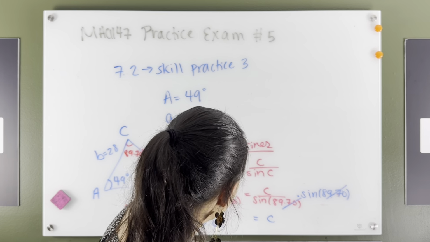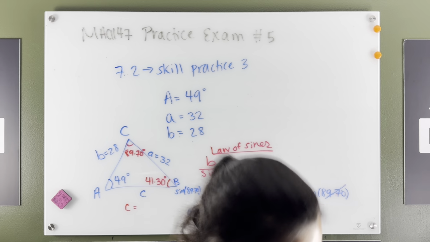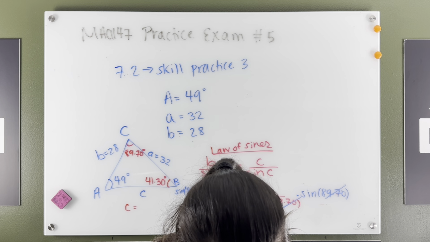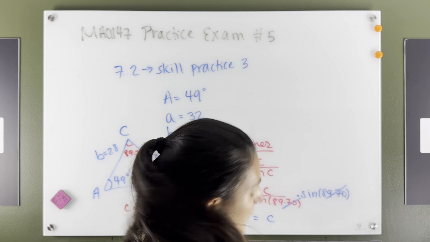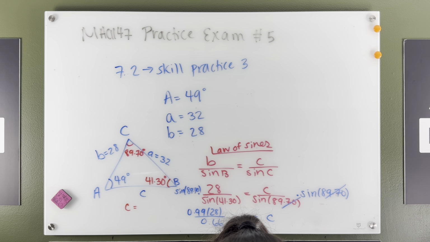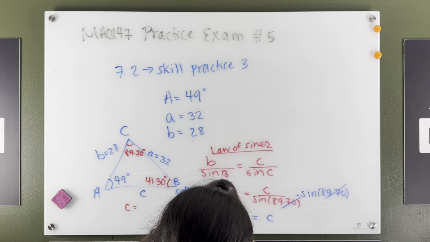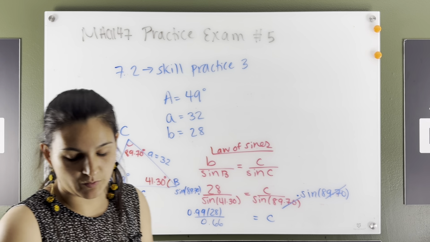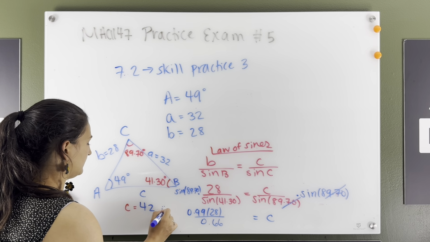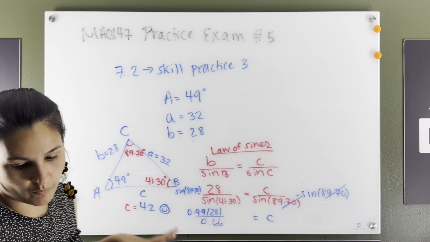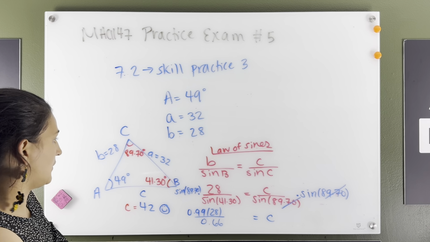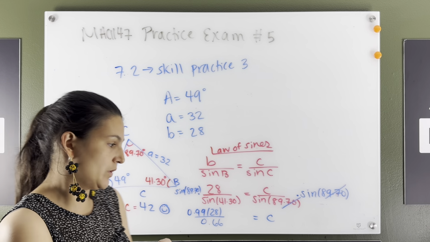Okay, so now we're doing 0.99 times 28 divided by 0.66. 42. Okay, the book got 42.4. Close enough. Okay, so we got all of our parts. We got C, we got angle B and angle C, all the missing parts of the triangle. Okay, this is one oblique triangle.